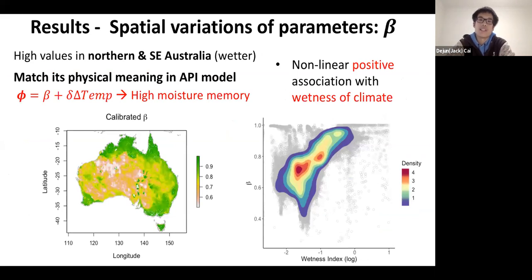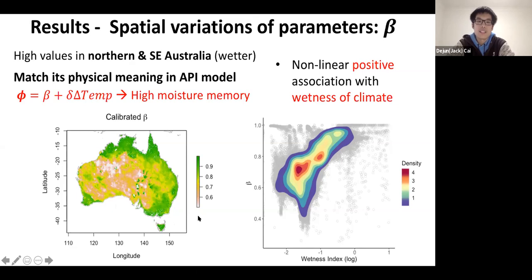Now I will start presenting the key findings from such MCMC calibration. Firstly, the value of beta after the calibration shows some interesting spatial pattern. The beta has high value in Northern Australia, which are represented by these darker green colors. But then the values start to decrease towards the drier Central Australia, and then back up again in the coastal areas in the southeast and the southwest.